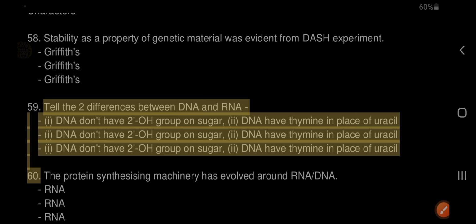I. DNA doesn't have a 2' OH group on sugar. II. DNA has thymine in place of uracil.